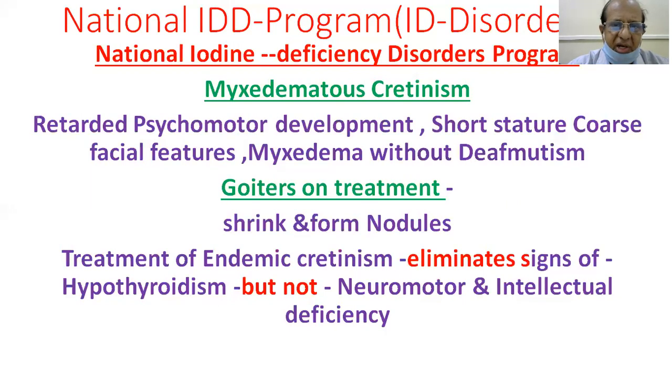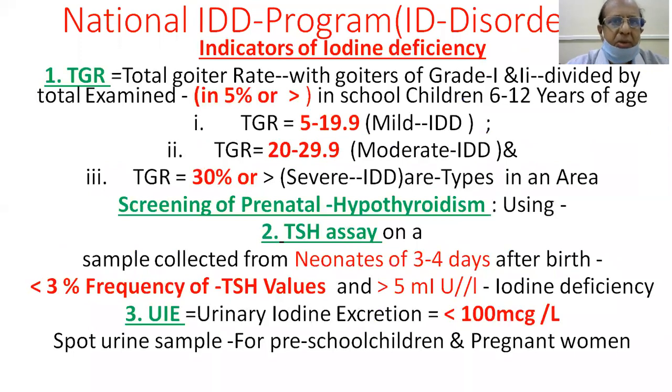Goiters on treatment shrink and form nodules. Treatment of endemic cretinism eliminates signs of hypothyroidism, but not neuromotor or intellectual deficiency. Even though you treat endemic cretinism, you eliminate the hypothyroid function, but you cannot eliminate neuromotor or intellectual deficiency. So what are the indicators of iodine deficiency? One is TGR, the second is TSH assay, and the third is UIE, that means urinary iodine excretion.